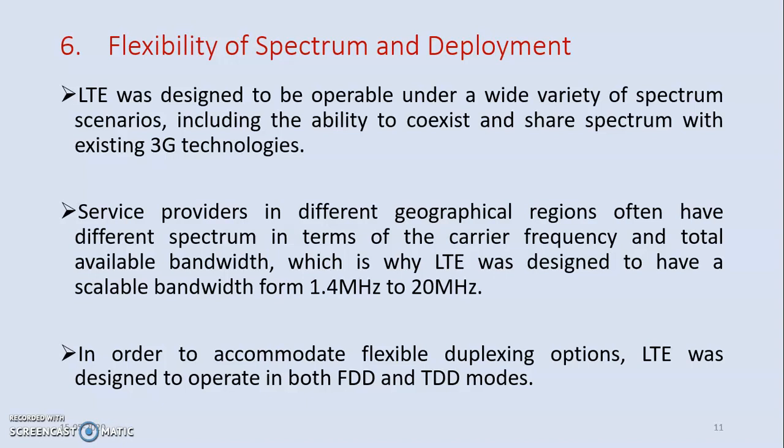So when a new technology is brought in, it should be backward compatible, so it can share with the 3G technology as well. Services provided in different geographical areas often have different spectrums in terms of carrier frequency and total available bandwidth. So this total spectrum covers from 1.4 megahertz to 20 megahertz. Within 1.4 megahertz to 20 megahertz, LTE can suit any of the frequencies available in that particular geographical area. So it is called scalable bandwidth.